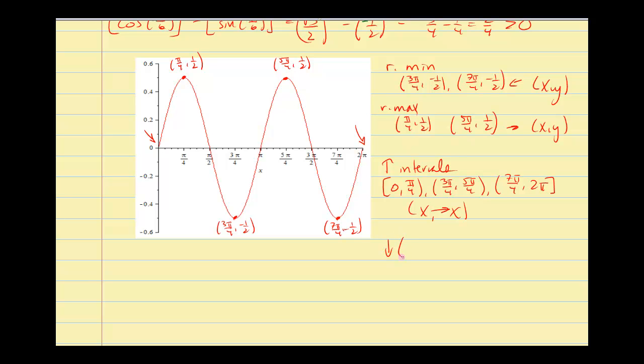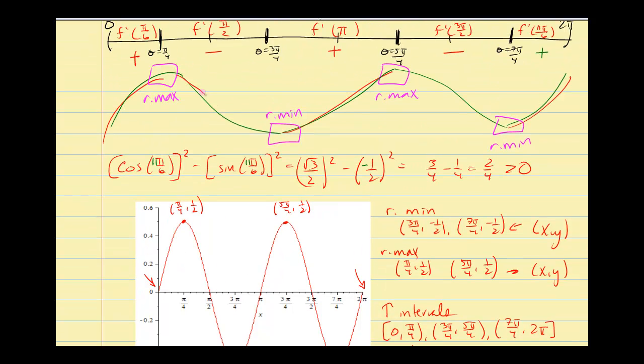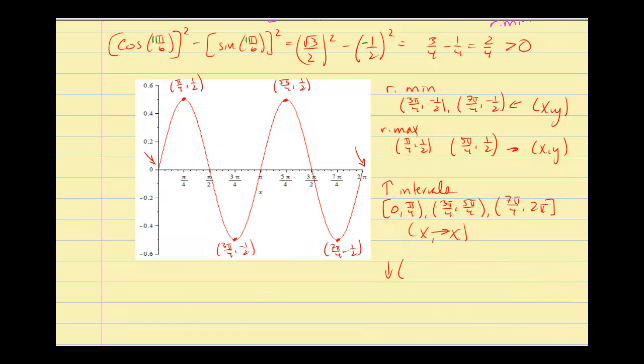Now intervals where my function is decreasing, I list my x values. From pi over 4 to 3 pi over 4 I'm decreasing, and from 5 pi over 4 to 7 pi over 4 I'm decreasing. So again, from pi over 4 to 3 pi over 4 I'm decreasing, and I'm decreasing again from 5 pi over 4 to 7 pi over 4. So this is my decreasing intervals. And again, these are not ordered pairs, these are intervals across these x values.